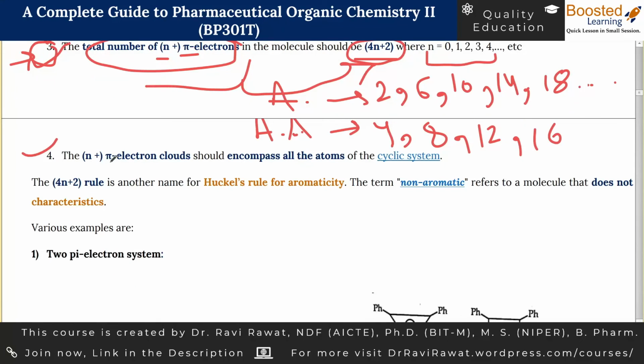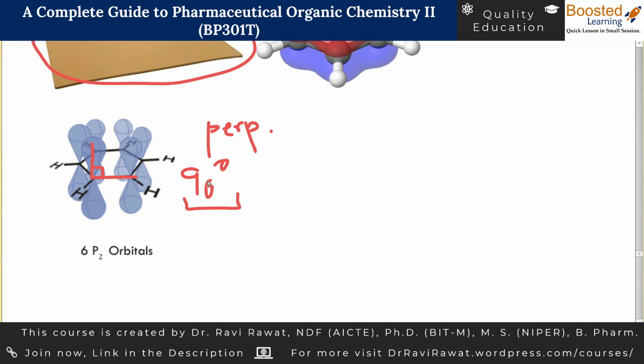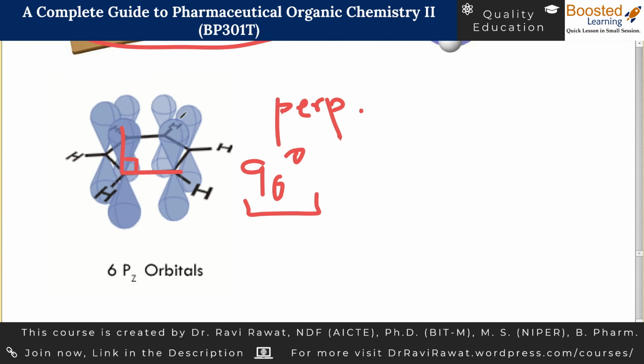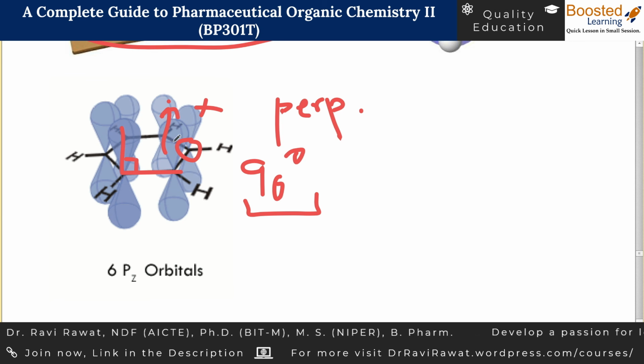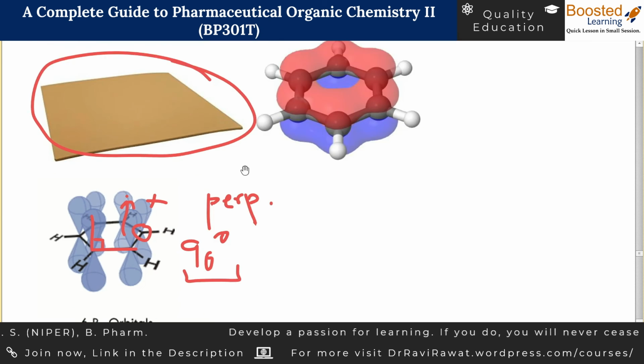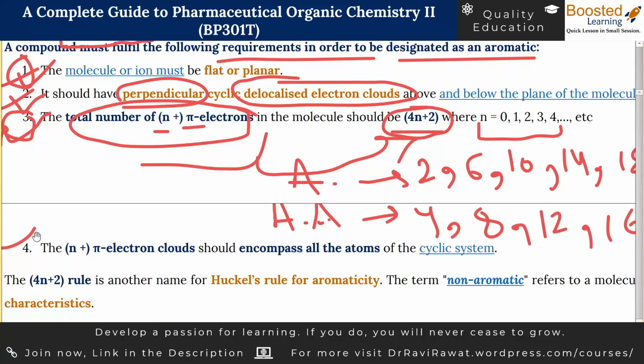The criteria number 4 is that the electron cloud should encompass all the atoms of the cyclic system. This means that every carbon of the ring should possess the p orbital, or any other orbital that is taking part in the conjugation, and none of the atoms should be missed. It is not acceptable that this atom is not taking part in conjugation and this atom can provide the electron density directly to this atom by bypassing this particular atom. This is not acceptable. Every atom of the ring should be part of conjugation. This is the criteria number 4.